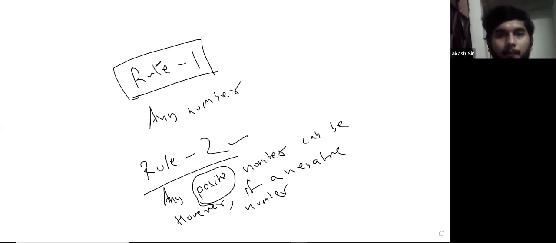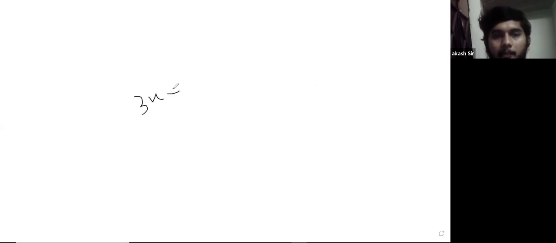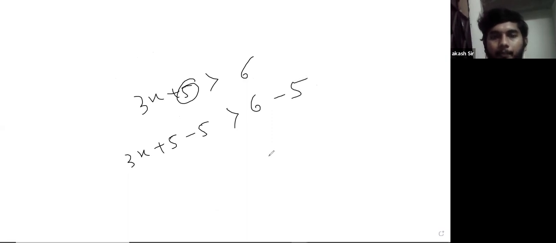Okay. Now let's understand the rules. If there is a question 3x plus 5 is greater than 6, rule number 1 says we can add or subtract any number from these inequations without changing its sign. If we have to solve it, then we don't need 5 here. The first step would be to subtract 5 from both sides. We have done this since childhood. See, I haven't changed the sign. It was greater than, here also it is greater than. Now we have 3x is greater than 1.